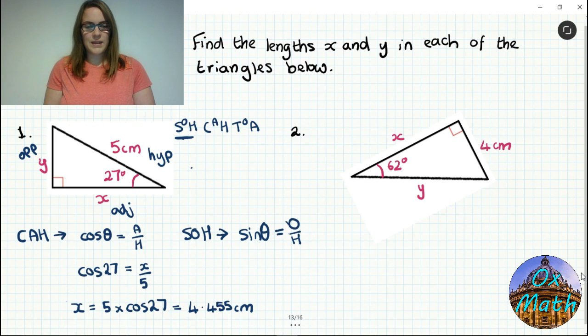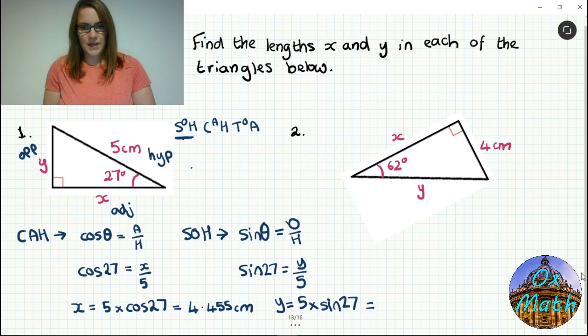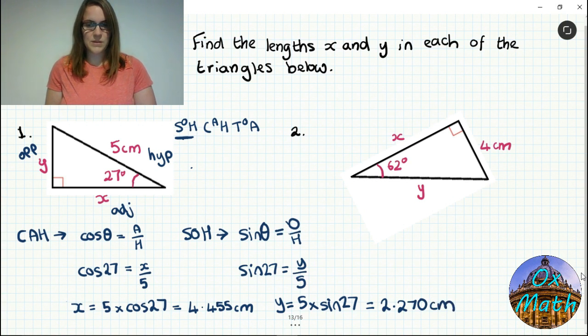So fill in the parts that you know. We know the angle, so sine 27 equals y over 5, and rearrange that by multiplying both sides by 5, and that will give you y is equal to 5 times sine 27. Type that into your calculator and you will get 2.270 centimetres to 3 significant figures.